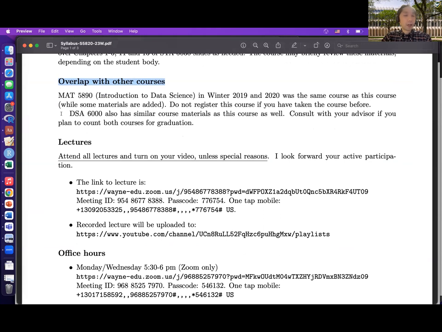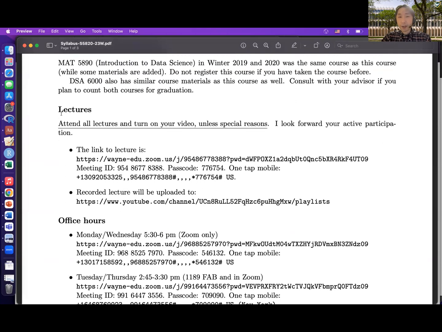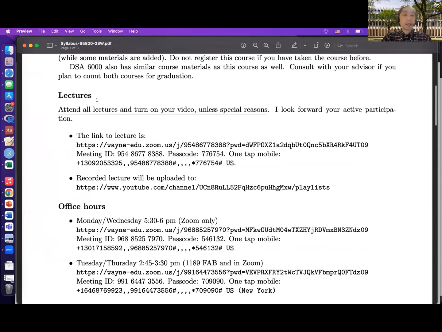And also if you are taking or have taken DSA 6000, that course is also similar to this course. So consult with your advisor if you plan to count both courses for graduation. DSA 6100 is also similar. I think that 6000 and 6100 combined cover slightly more material than this single course. Yeah, and the lectures: attend all lectures and turn on your videos unless there are special reasons. So if you have some reason that you cannot attend, that's fine. But otherwise, attend all lectures.